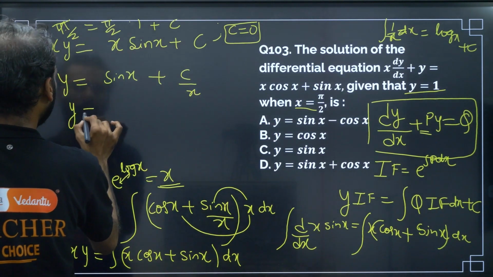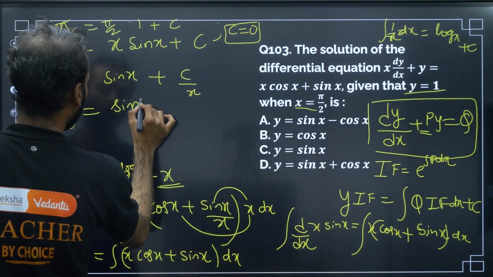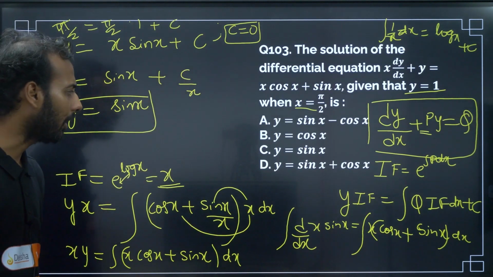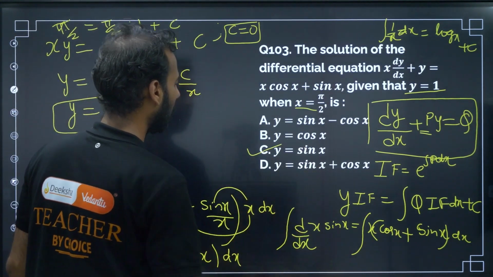Now y is equal to sin x, c is 0, so I am not taking it into consideration. y is equal to sin x is the solution with these conditions. So the option y is equal to sin x, option c, is the answer.